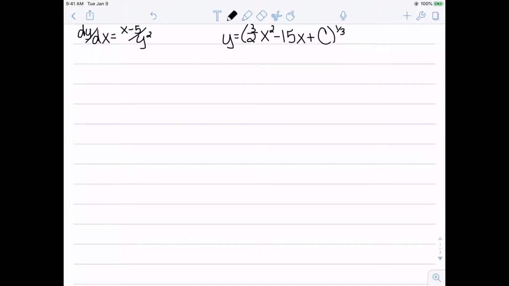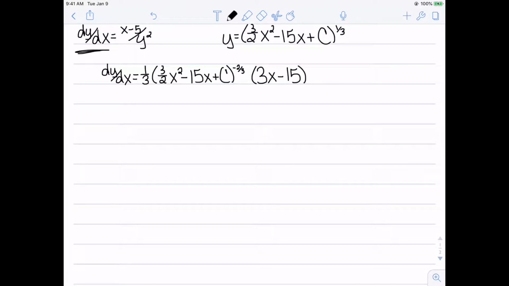Well, when I look at this differential equation, the left-hand side has the dy/dx. So let's start with that. What is dy/dx? Well, I need to take the derivative. Power rule says I need to bring the exponent down and subtract by 1. So I have 1/3 times (3/2 x squared minus 15x plus c) to the negative 2/3. And then the chain rule says I then need to multiply by the derivative of the inside. The derivative of 3/2 x squared would be 3x, the derivative of negative 15x would be negative 15, and the derivative of c is 0.